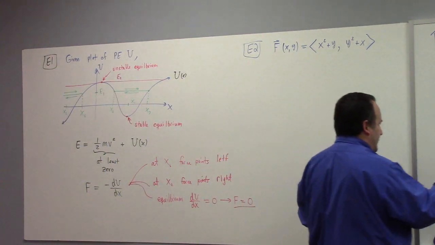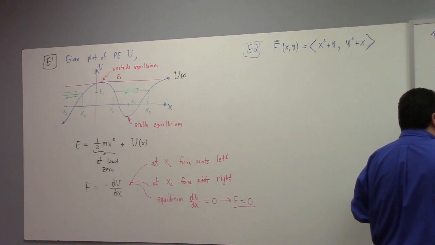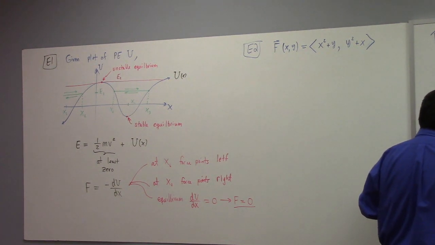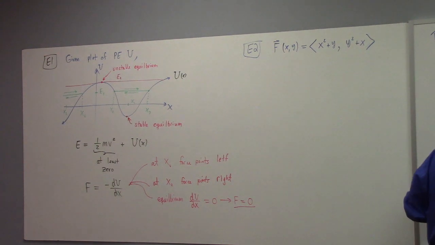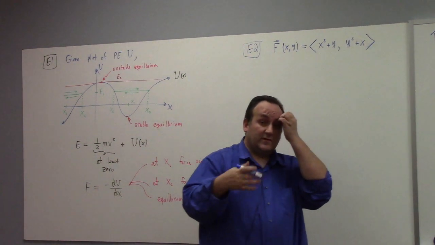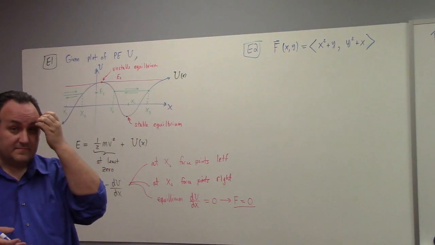Another one I haven't talked about yet, but I should, is that we use this symbol here, usual for this: for all loops C inside D. So if you can show that the integral around any loop is 0, that also gives you conservative.